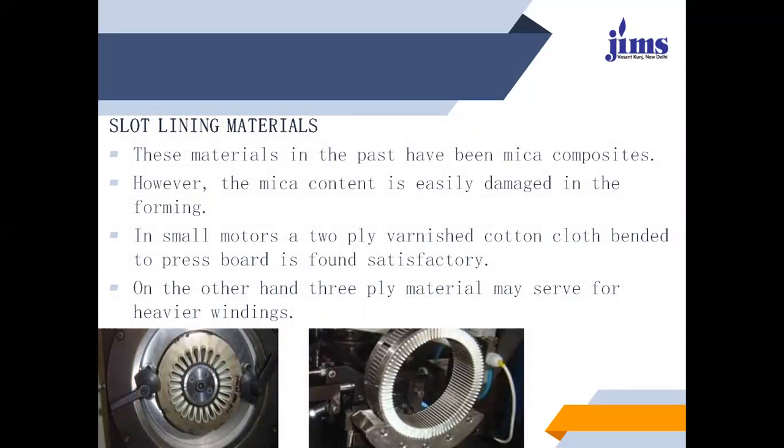Next one is the slot lining material. These materials in the past have been mica composites. However, the mica content is easily damaged in forming, so we use a different type of material. In small motors, a two-ply varnished cotton cloth bonded to pressboard is found satisfactory. On the other hand, three-ply material may serve for heavier windings.